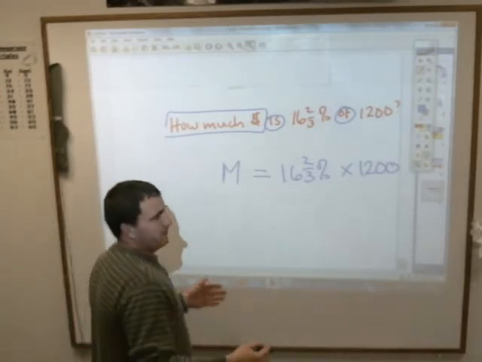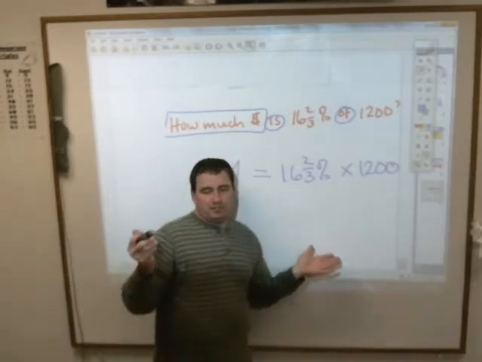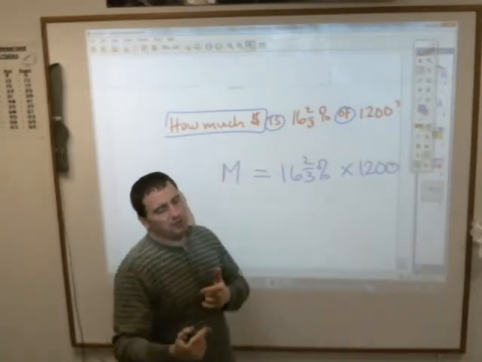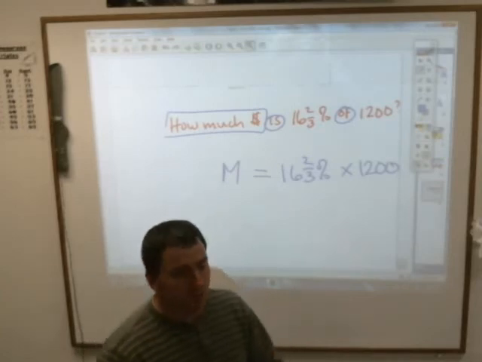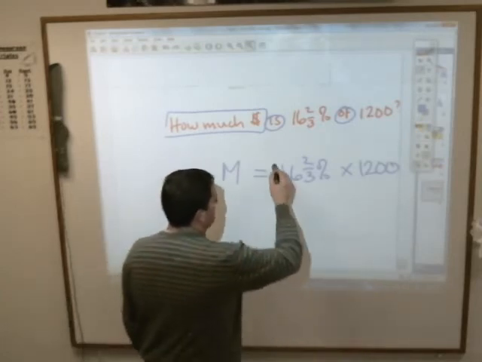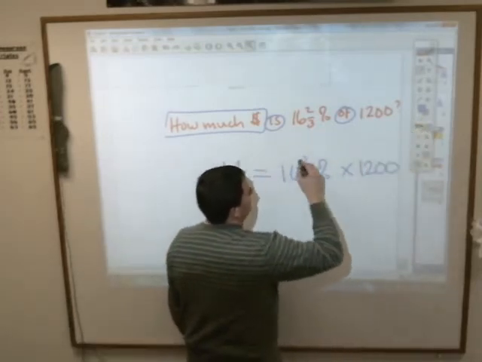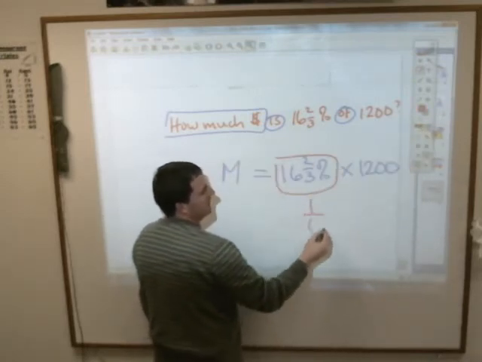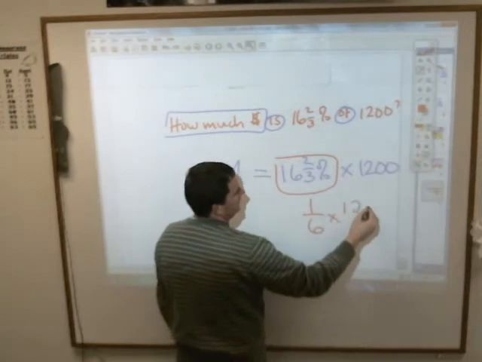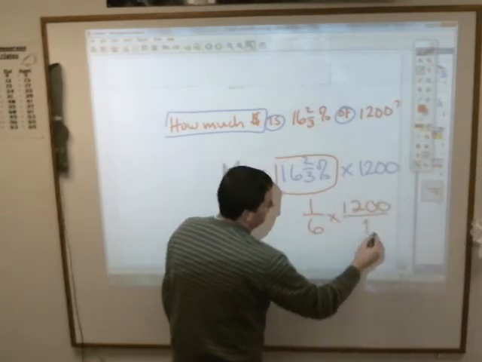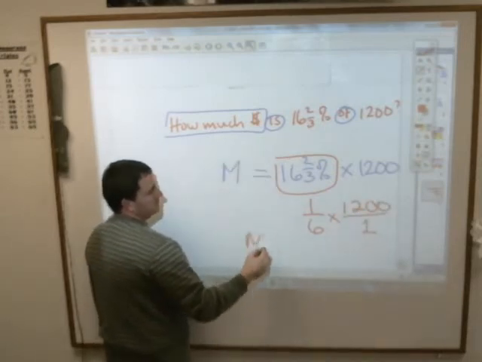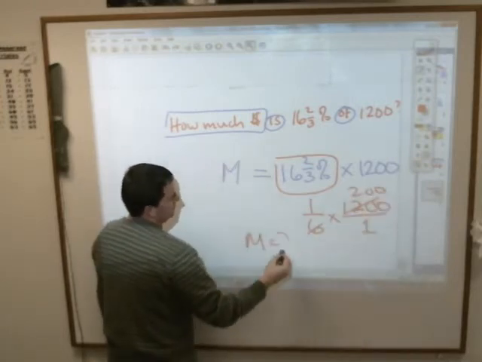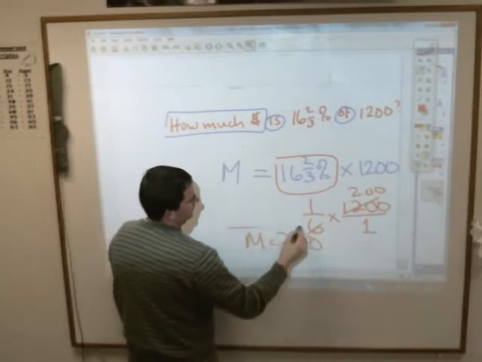And as you get older, you'll see that 12.5% is the same as 1/8. 16 and 2/3% is the same as 1/6. 20% is the same as 1/5. 11 and 1/9% is the same as 1/9. That's why I gave those things to you, so hopefully eventually you start to recognize it. You can just change this into 1/6, because that's what it is as a fraction. Multiply that by 1200. What do you end up with? 6 goes into 1200 200 times. So 200 is your answer.